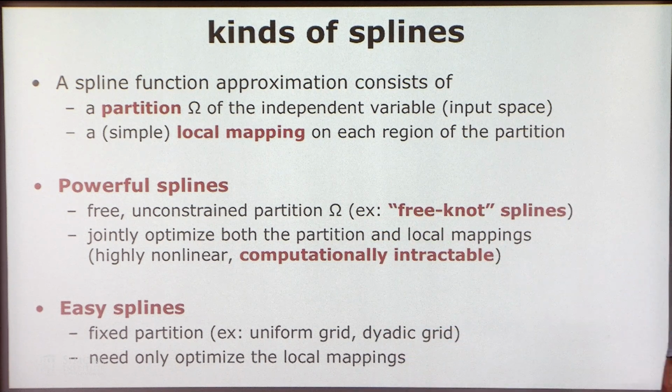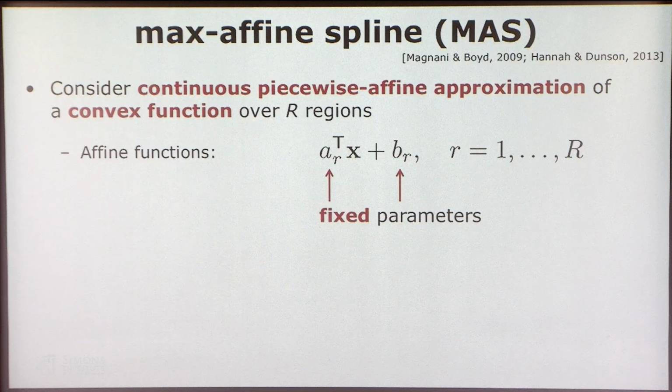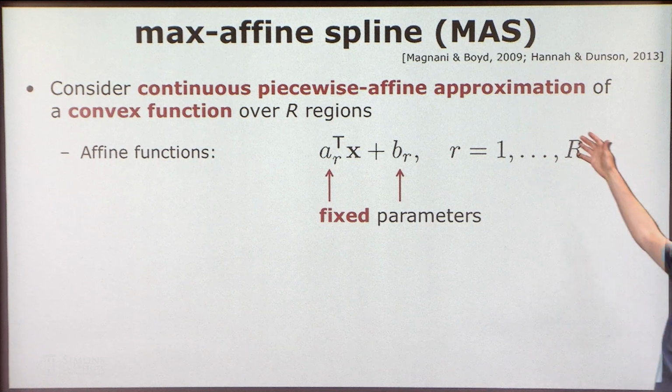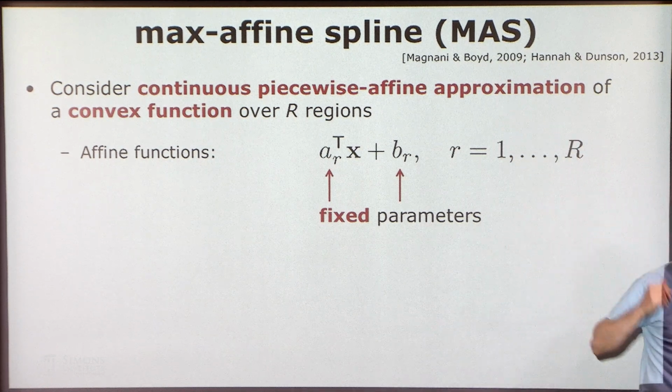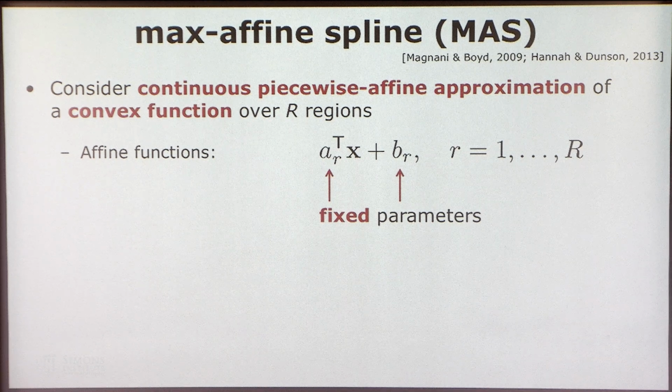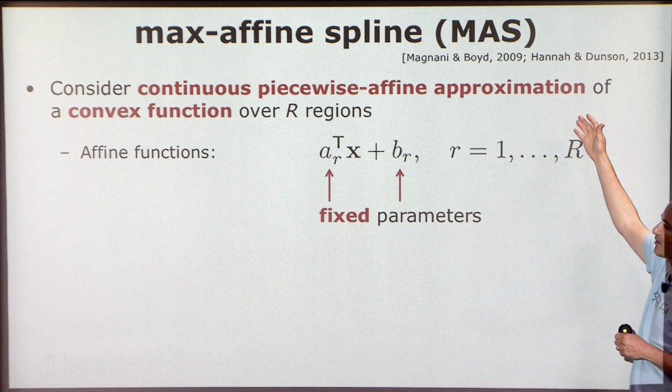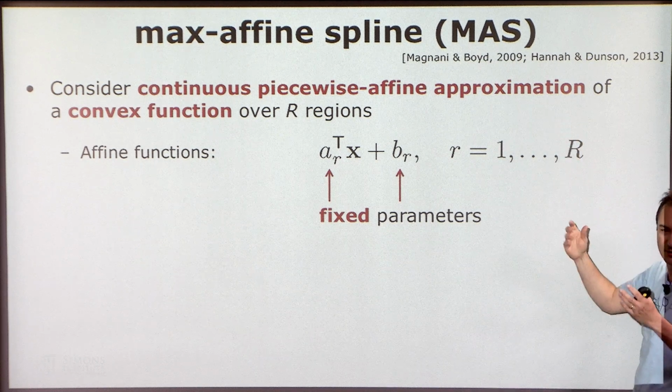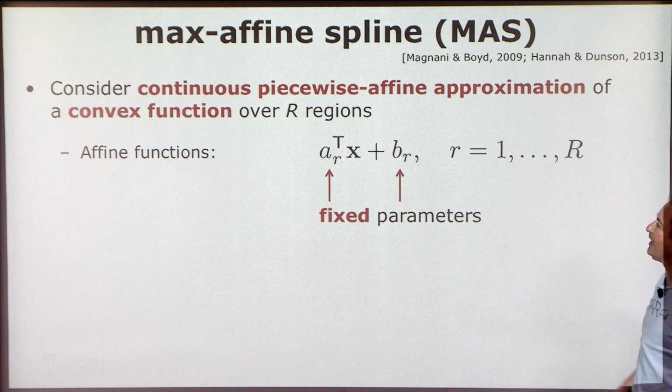Typically, what people do is they fall back to some kind of gridding technique. And if you think of even what wavelets are, they're really just a dyadic grid approximation type of spline. So what we're going to focus on today is a particular family of splines that were coined max affine splines by Stephen Boyd a number of years ago. These were developed for the idea of approximating a convex function with a continuous piecewise affine approximation. Okay, so let's continue with this really simple example to define a max affine spline.